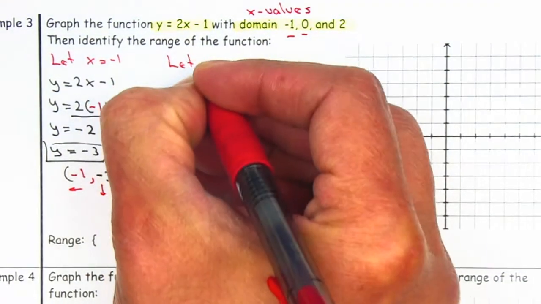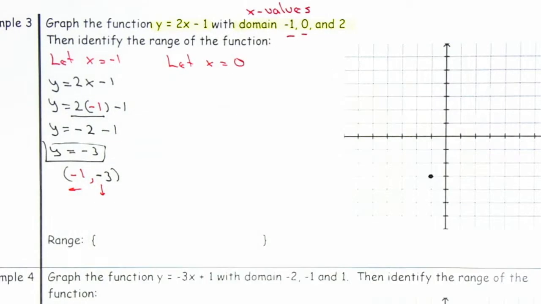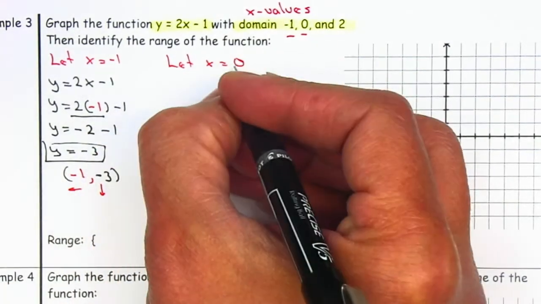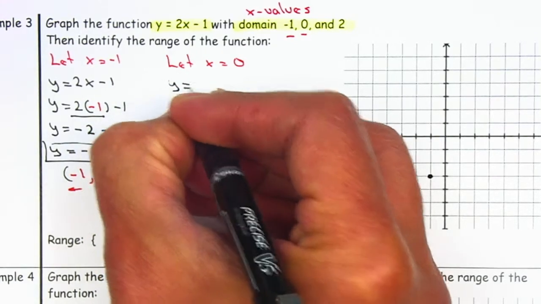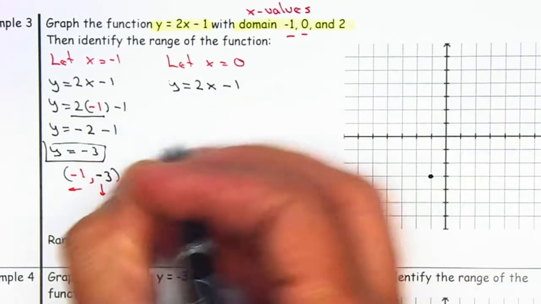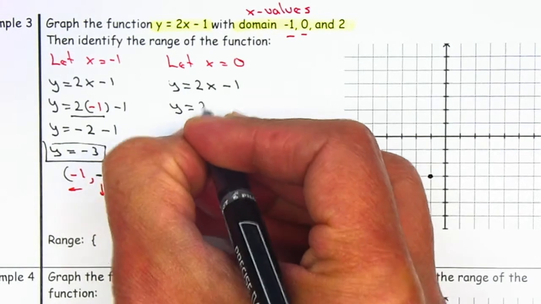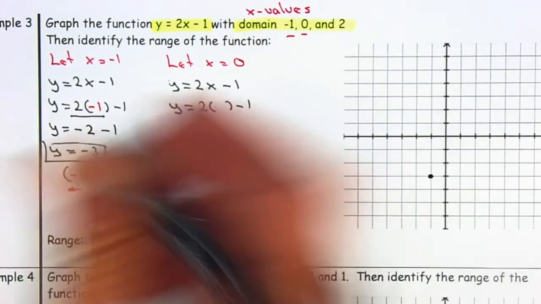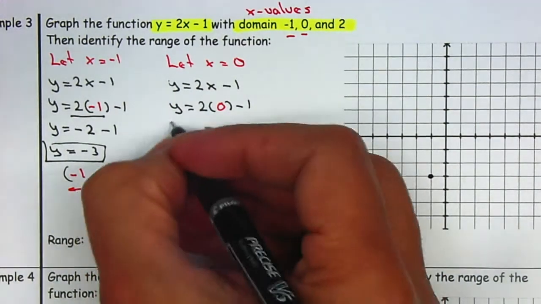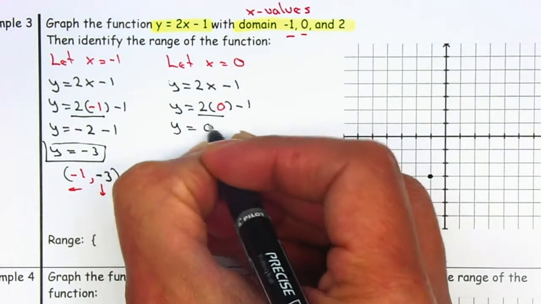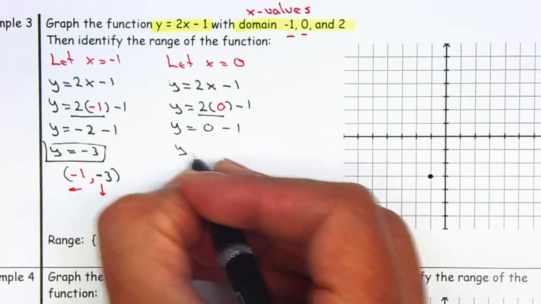Now for the next one, I'm going to let x equal to 0. So let x equal to 0. And I'm going to plug in the x value in here, which is a 0. Y is equal to 2x minus 1. But instead of the x will be a 0. So it gives me y is equal to 0 minus 1. So y is equal to -1.